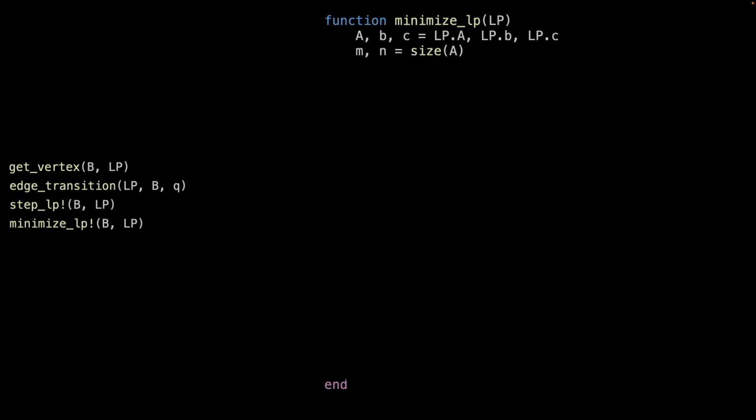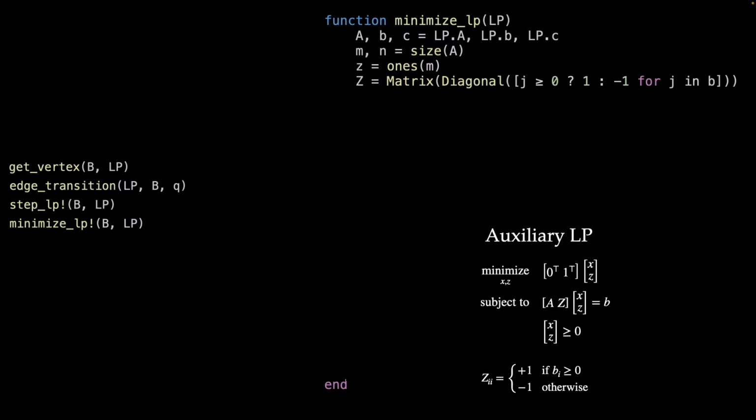So minimize LP, we're just going to do very similar to what we've done before. The only difference now is that we're introducing this z vector. So we make it a vector of ones here. So we have m ones. And then we're building this matrix.